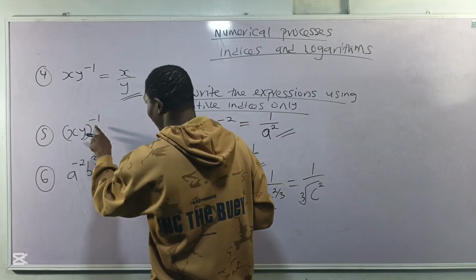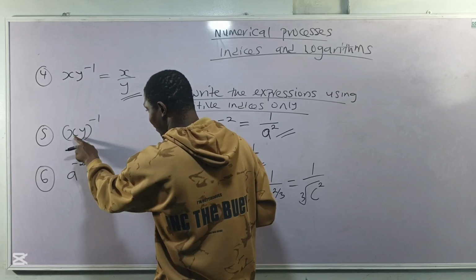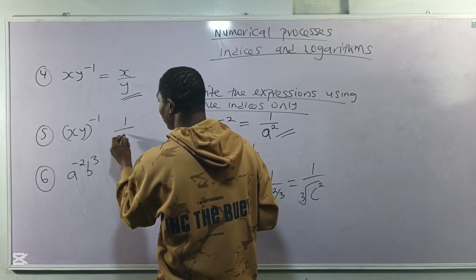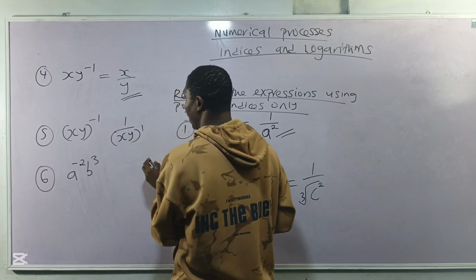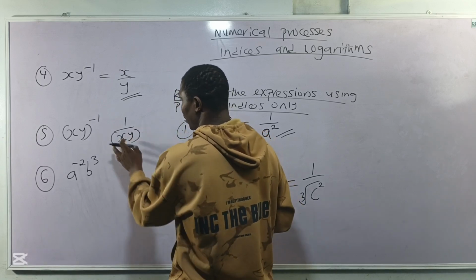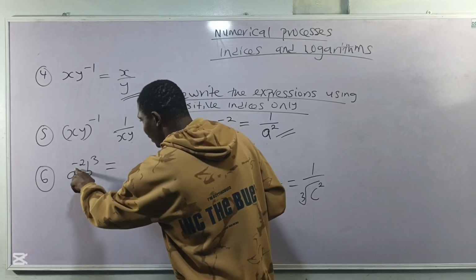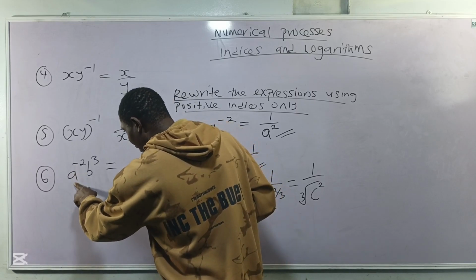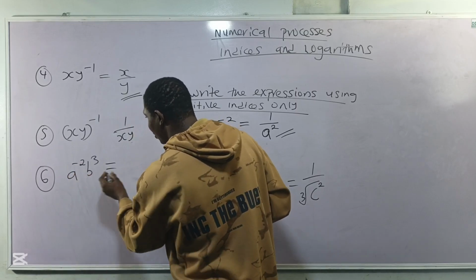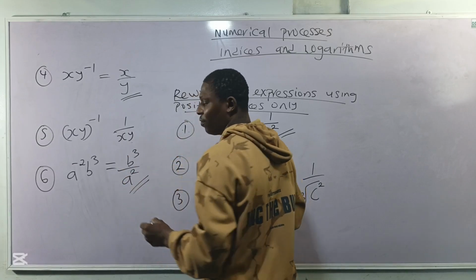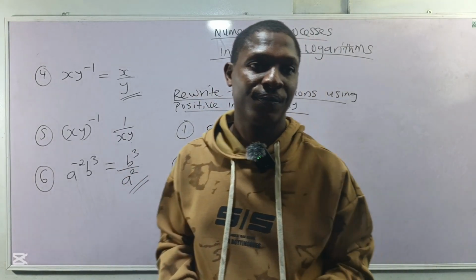The fifth is affecting both the x and y. The negative sign is affecting the x and y, so I'll simply have 1 all over xy raised to power 1, which is the same thing as 1 over xy. And this negative sign is affecting only the a, so I'll have b raised to power 3 all over a squared as my answer.